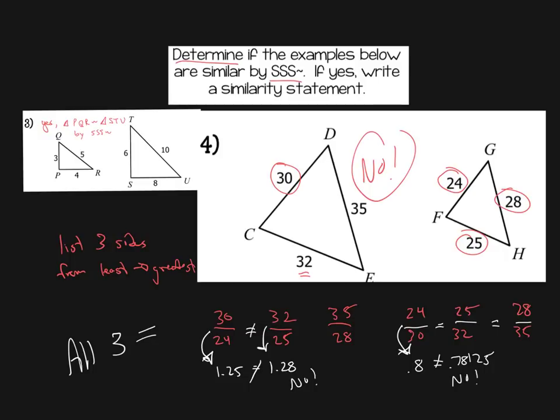Because 24 divided by 30 is 0.8. 25 divided by 32 is 0.78125, so no. So either way, it's a no, no, no. All 3 must be equal. Otherwise, we're out. This is about comparing ratios.